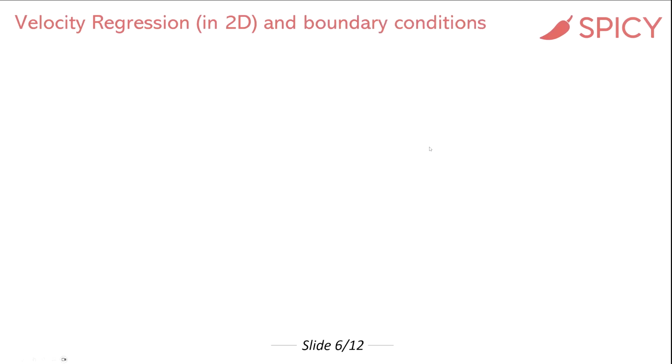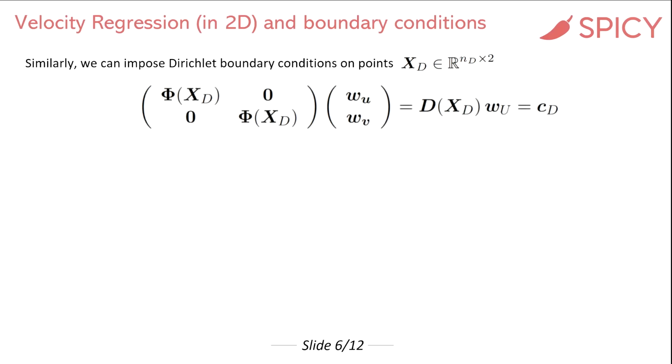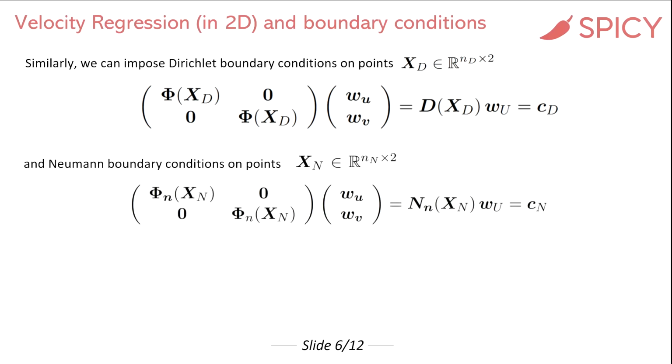Now similarly, we can impose Dirichlet conditions as linear constraints. So imagine that we have nd points with coordinates xd, and we know that the solution has to be equal to a specific value at these points. So again we will obtain a Dirichlet operator times our vector, and this has to be equal to cd. We can also impose Neumann conditions quite easily.